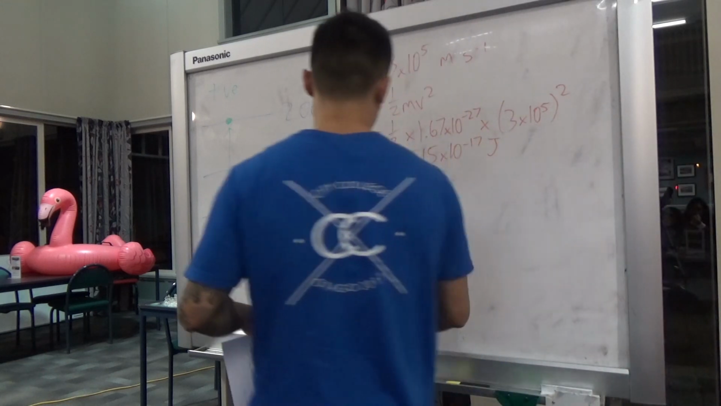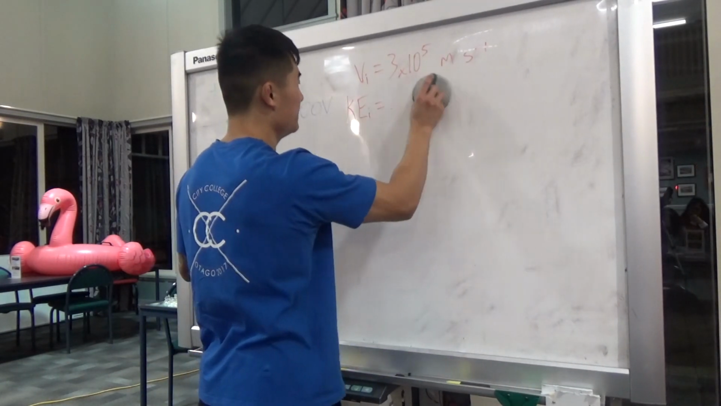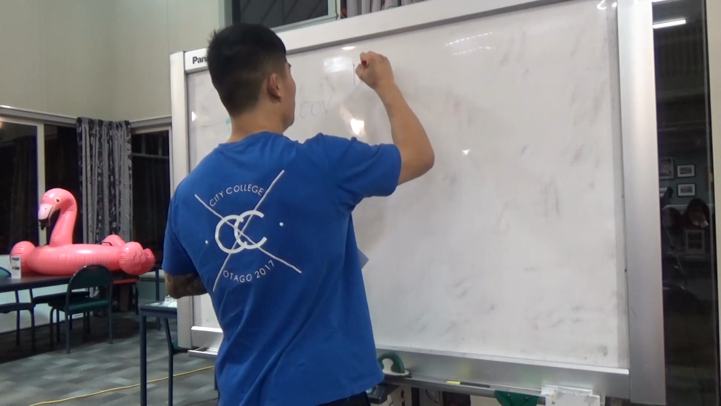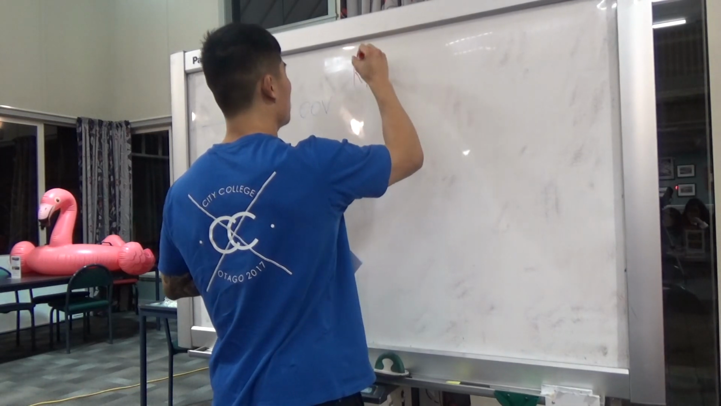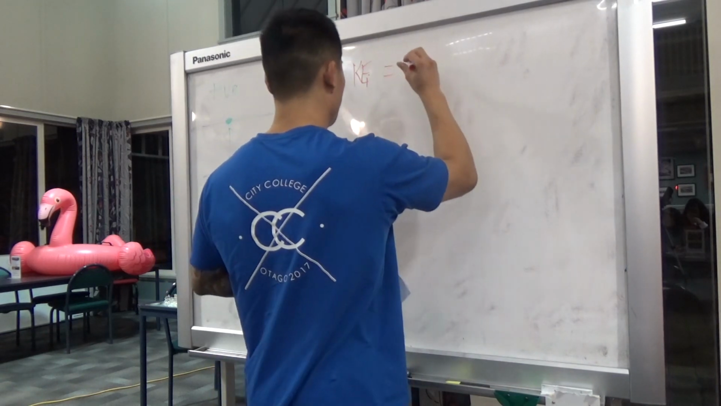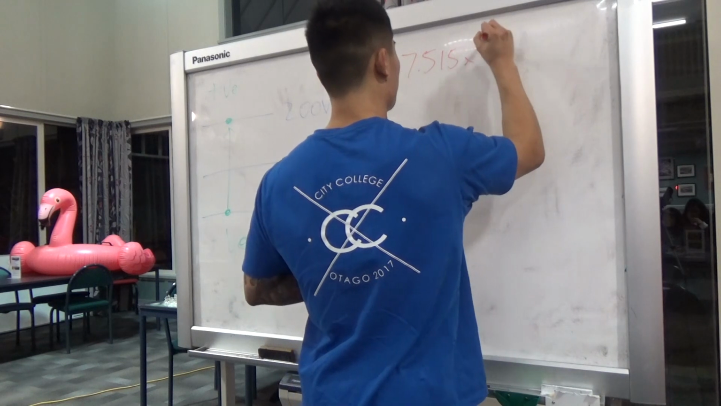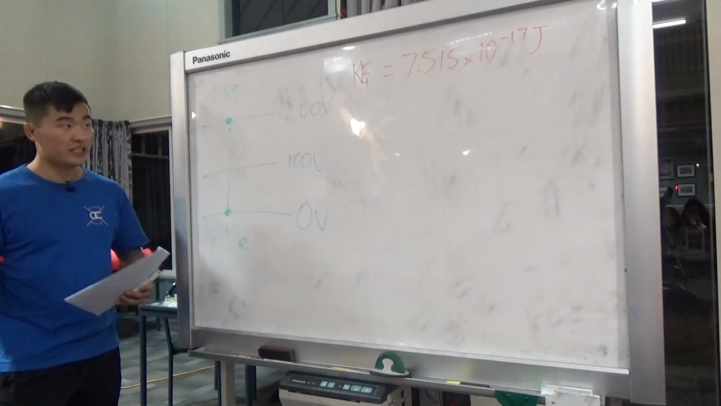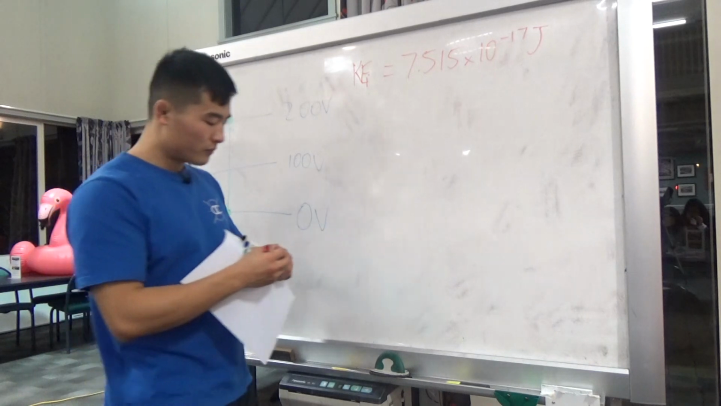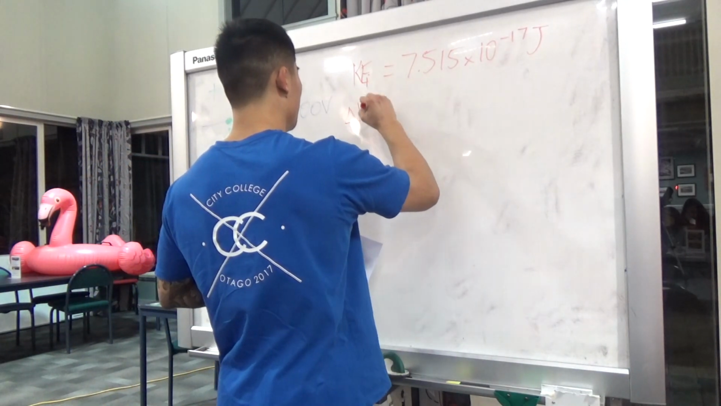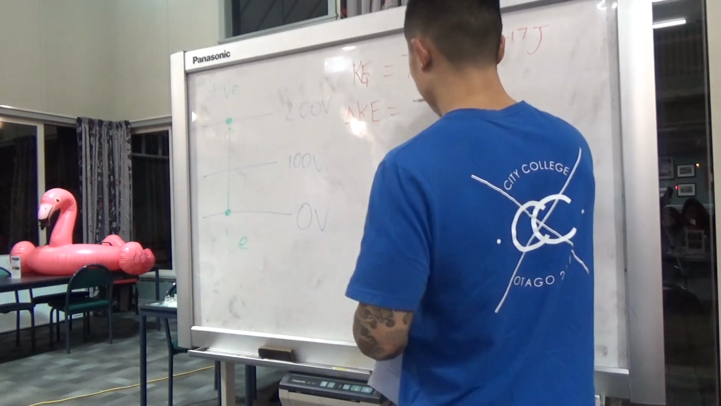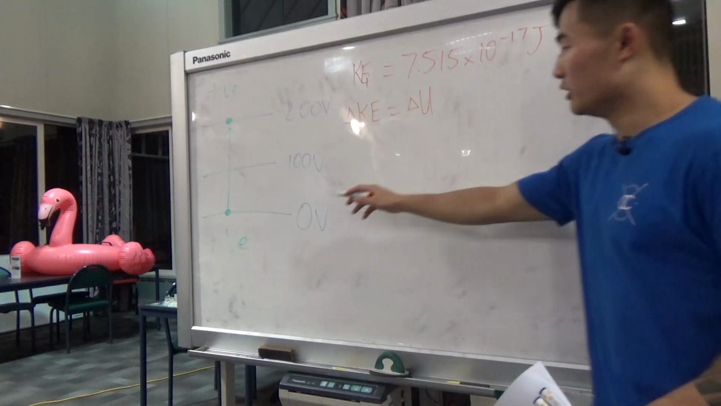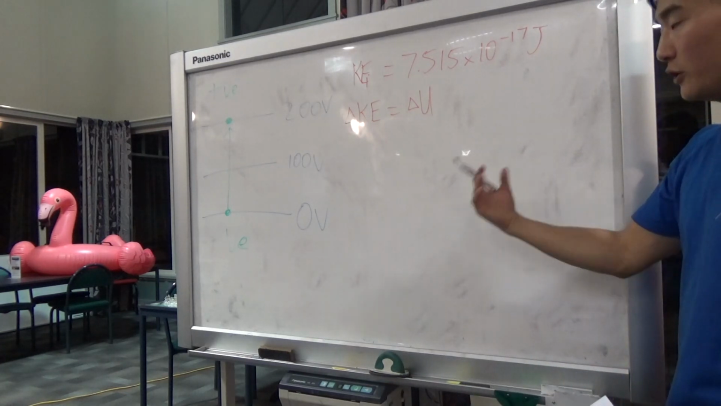I'm just going to rub that out and write it up here, because I'll need some space, because this is a pretty hard one. So the initial kinetic energy was 7.515 times 10 to the negative 17 joules. Okay, so we have that. And so then we need to calculate the change in kinetic energy. The change in kinetic energy is going to be equal to the change in its electrical potential energy, because it's moving through an electric field and it's electric forces that are acting on it.